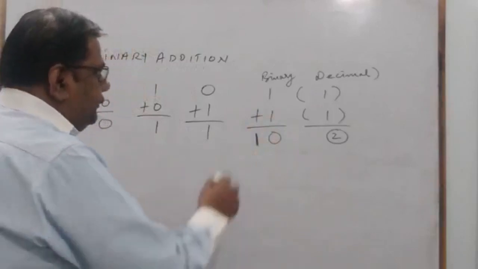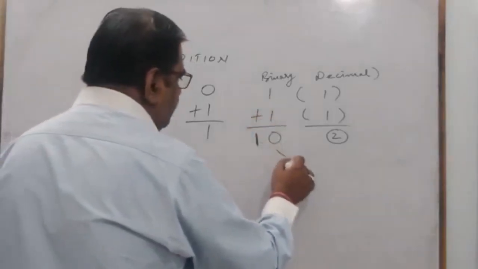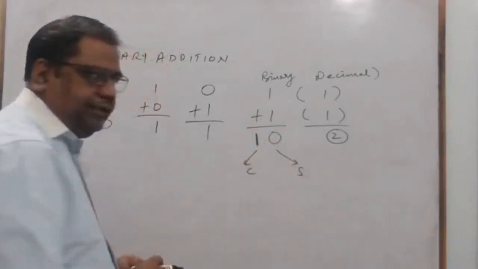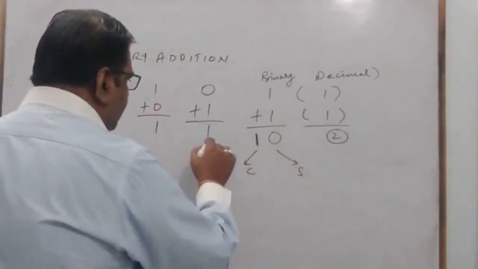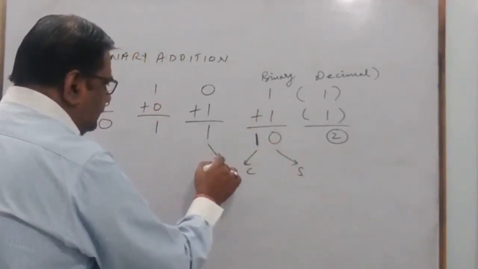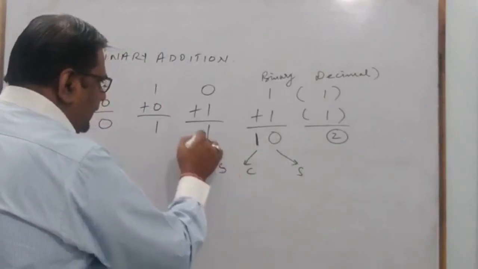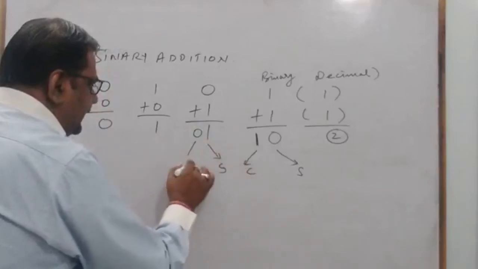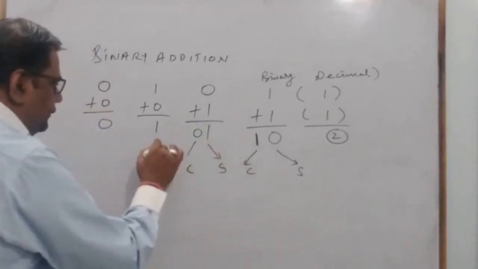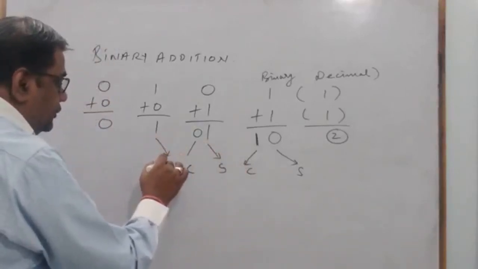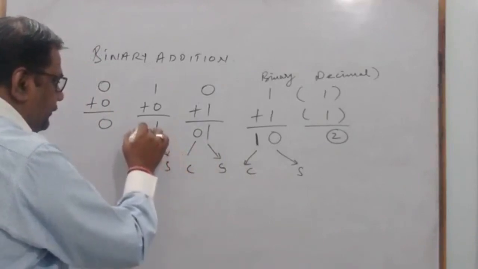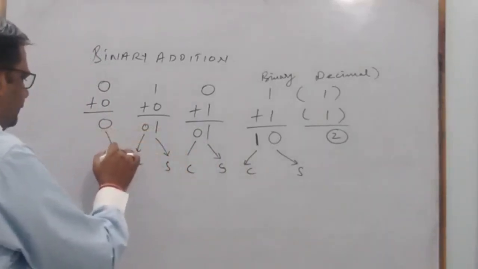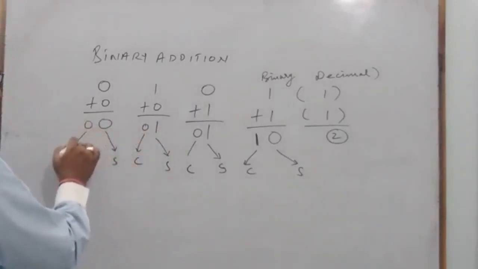That means whenever you are adding two bits, you will be getting two sections. One you will get the sum and second you will get the carry. Similarly, here also you are getting 1 as a sum, and you are getting 0 as a carry. Here also you are getting 1 as a sum and you are getting 0 as a carry. Here also you are getting 0 as a sum as well as you are getting 0 as a carry.